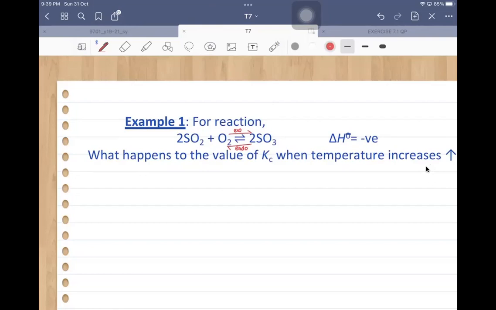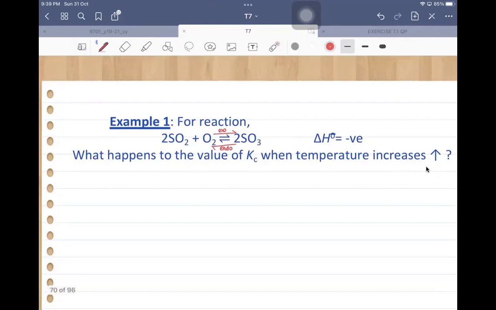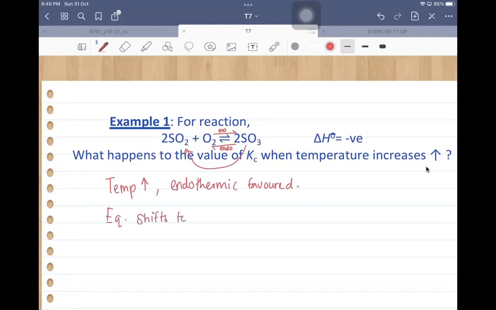Okay, so I'll just explain to you briefly first, before we look at the next page where I will ask you to copy down in nicely formed sentences. Right, so what happens when temperature increases? Endothermic is being favored. And you can see that the endothermic reaction is our reverse. Equilibrium shifts to the left.